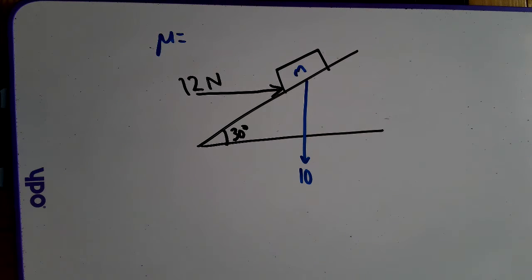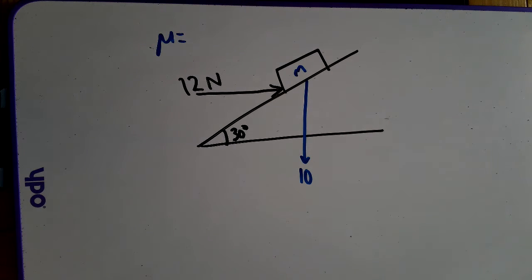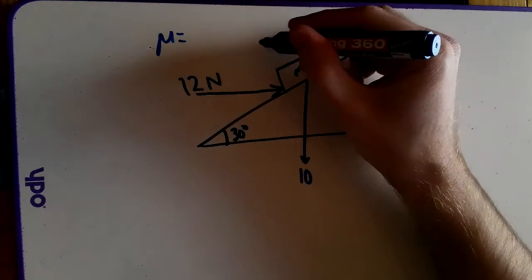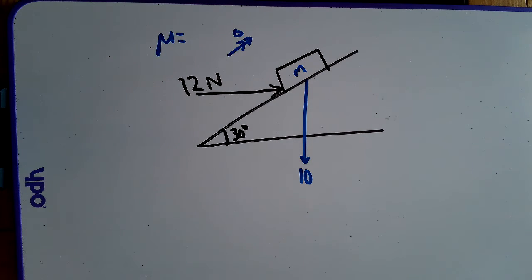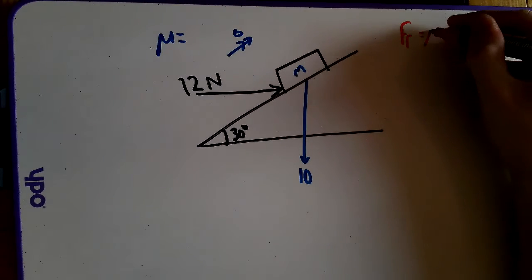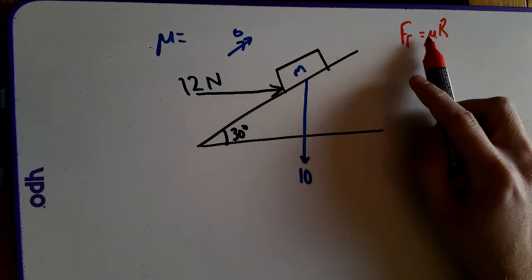A horizontal force of 12 newtons acts on the brick, and the brick is in equilibrium on the point of slipping up the plane. So it's about to start going up here, but at the minute, it's in equilibrium. So as it's on the point of slipping, friction must be its maximum. So again, we can use this equation, friction equals mu times R. If it wasn't on the point of moving, remember that would be less than or equal to.